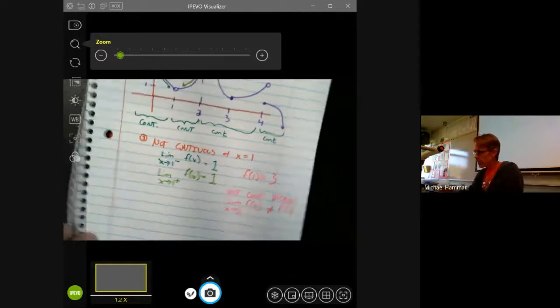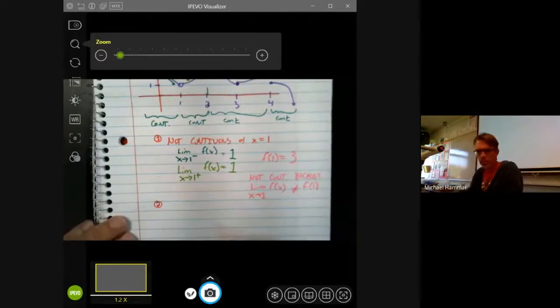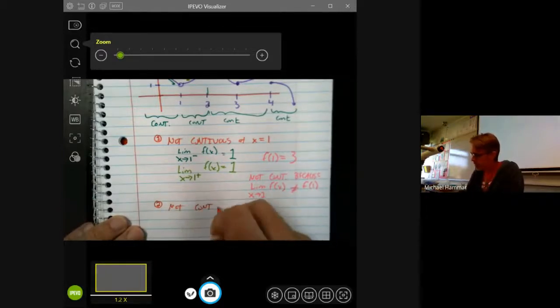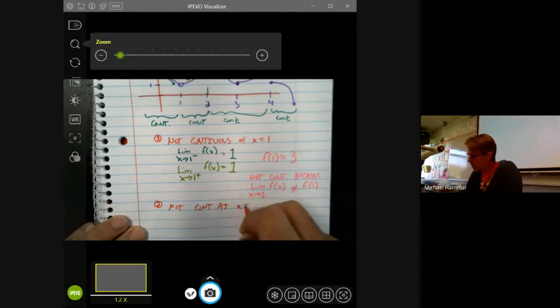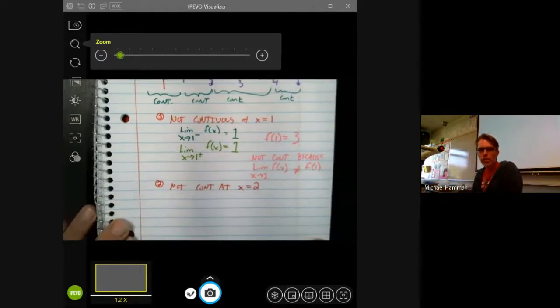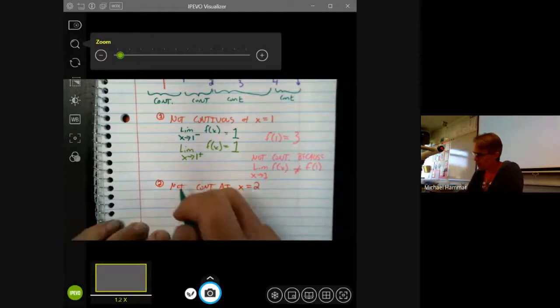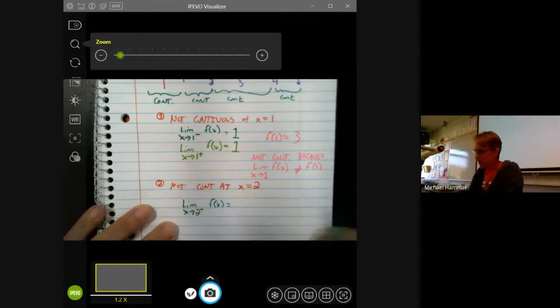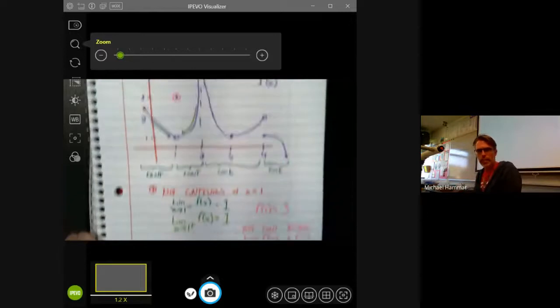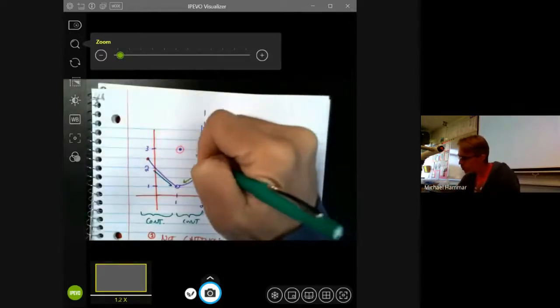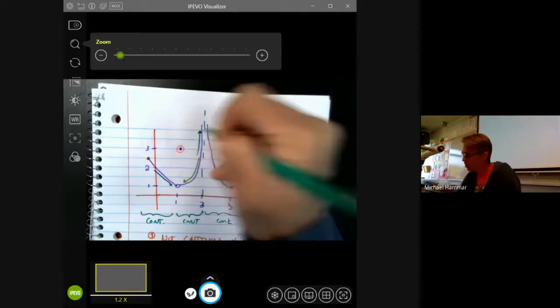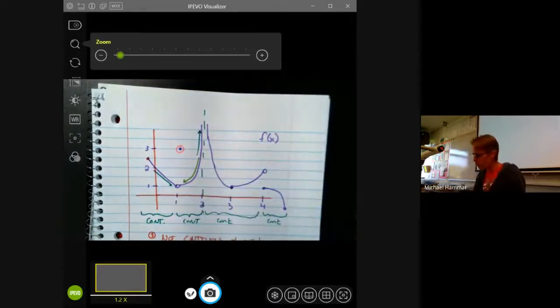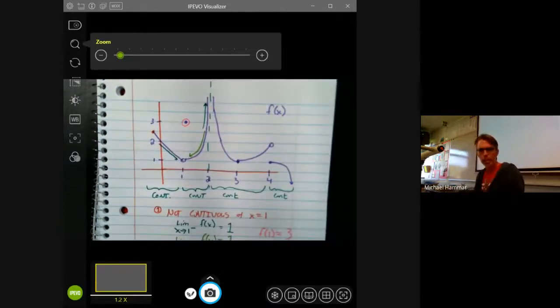Okay? The next place that it is discontinuous is number 2. And that is, it is not continuous at x equals 2. Let's explain why. Okay? So let's look at the limit as x approaches 2 from the left of f of x. So let's go up to our graph. I'm going to just slide the graph up. And now we're coming at 2, but we're coming at it from the left. So notice I'm just tracing the graph all the way towards 2. And you notice it goes to positive infinity.